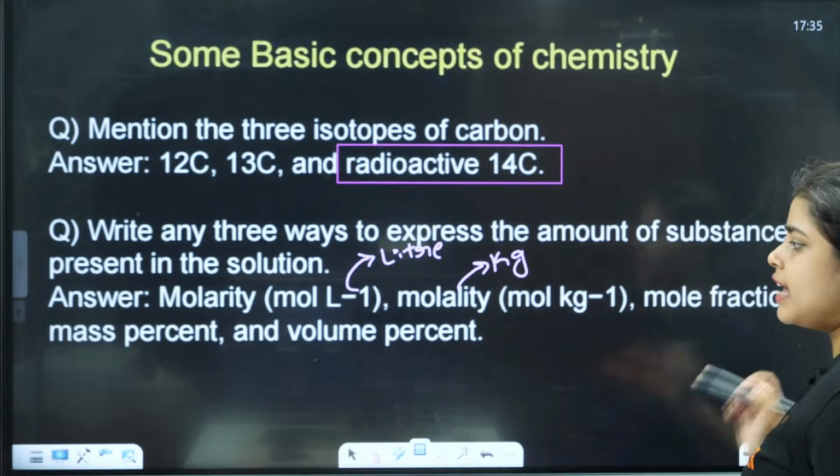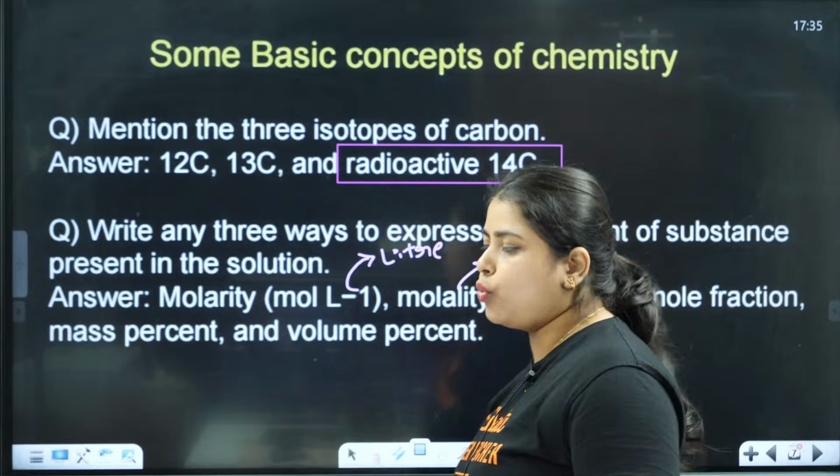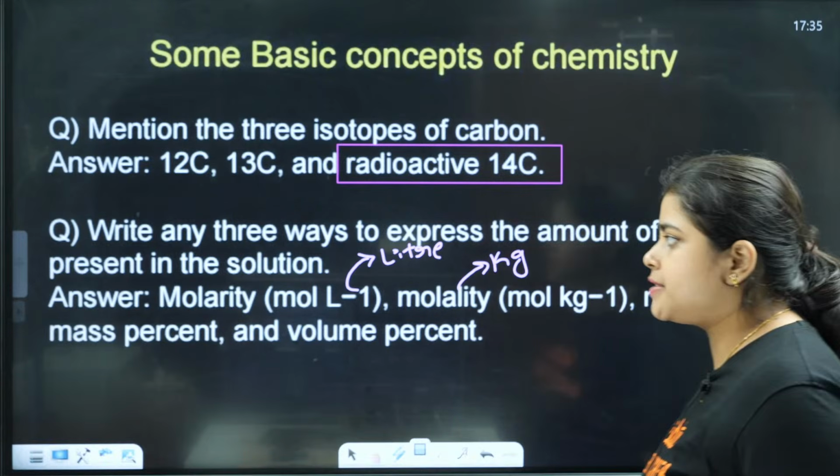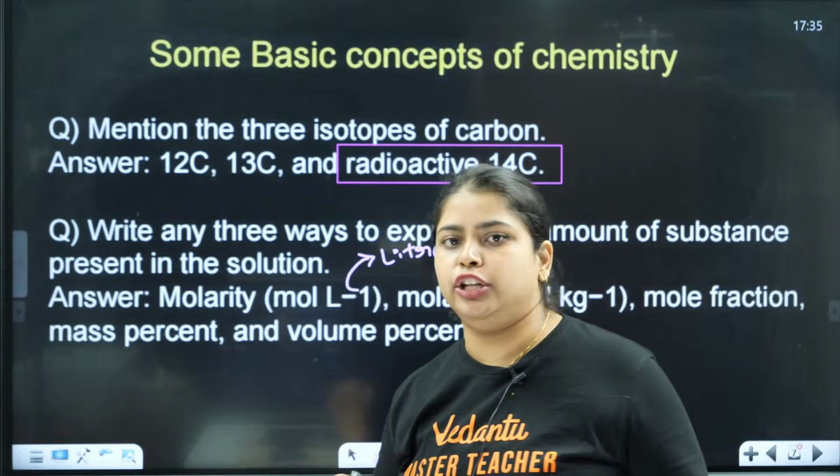Yes, and mole fraction means what? Mass percentage and volume percentage. So these are the 3 ways to express the amount of the substance which is present in the solution.